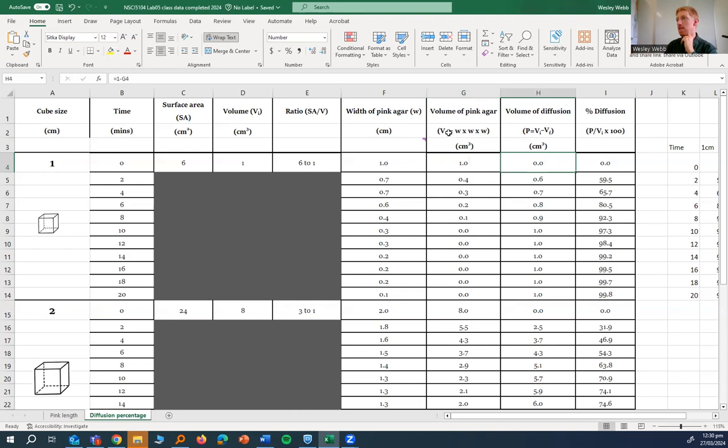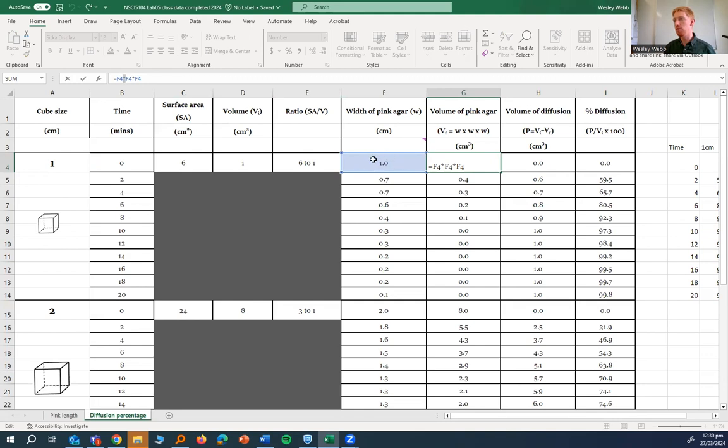So I've just used these little formulas up here. You can see how in Excel, you write it out slightly differently. You use a little asterisk for multiplying. F4 times F4 times F4 means the value in cell F4, which is 1. So it's 1 times 1 times 1 gives you 1 centimeter cubed.